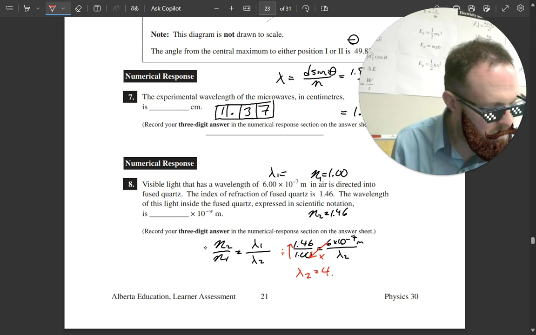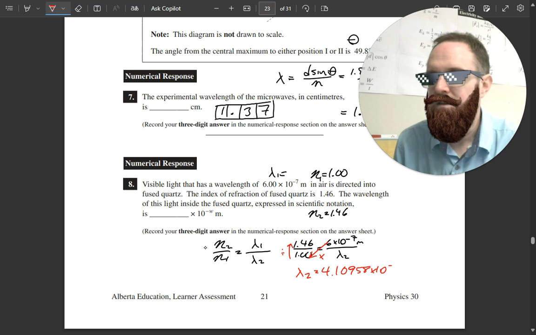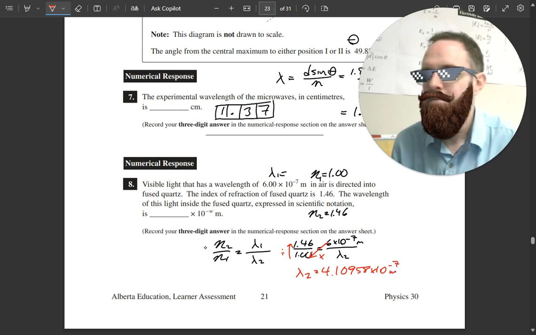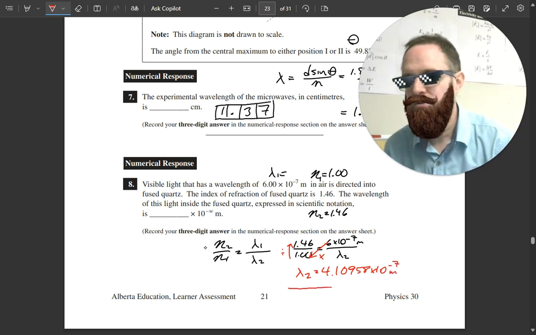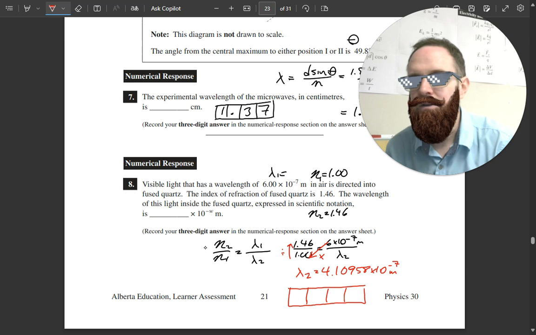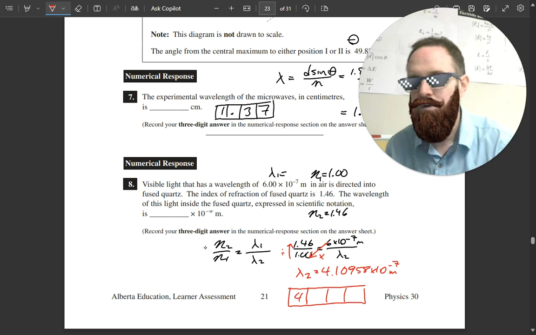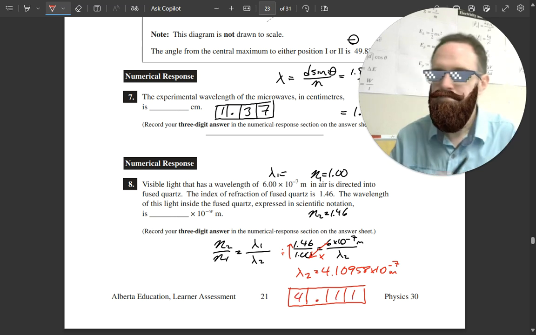So I get 4.109 times 10 to the negative 7. Okay, I'm going to put this in a box. What do I need? I don't care about the W. The W is just telling us that it's a negative exponent, which is good. That's what we got. And then it's going to go 4.11. Cool. All right.